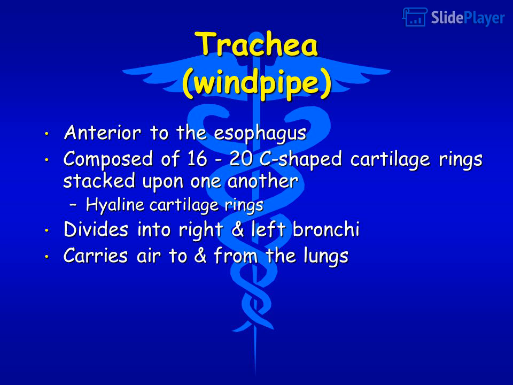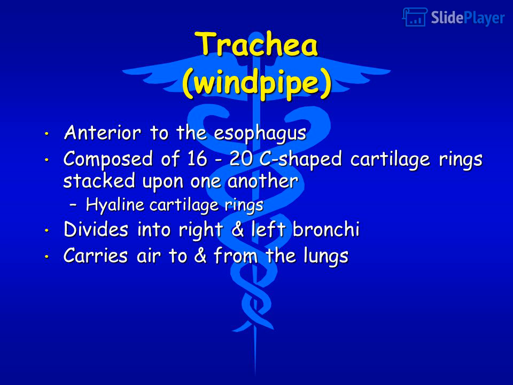Trachea, windpipe, anterior to the esophagus. Composed of 16 to 20 C-shaped hyaline cartilage rings stacked upon one another. Divides into right and left bronchi. Carries air to and from the lungs.